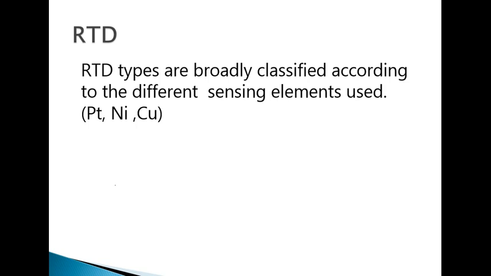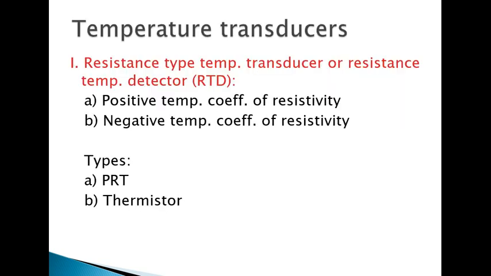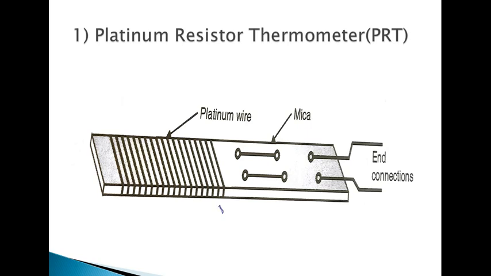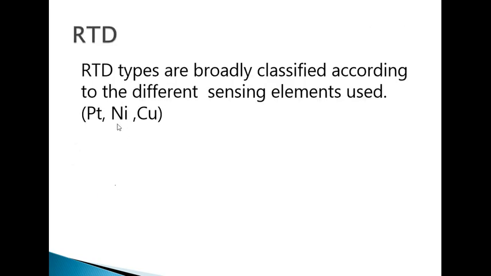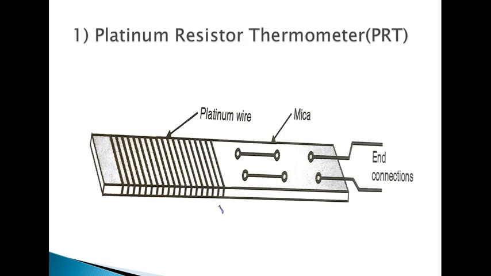Okay. So, RTD types are broadly classified according to the different sensing elements used. Earlier we saw the PRT, platinum resistance thermometer. In this PRT we are using platinum wire, that is why it is called a platinum resistance thermometer. But in this case we can also use nickel or copper wire, but platinum offers the best characteristics. So that's why we are using platinum as the RTD's element.